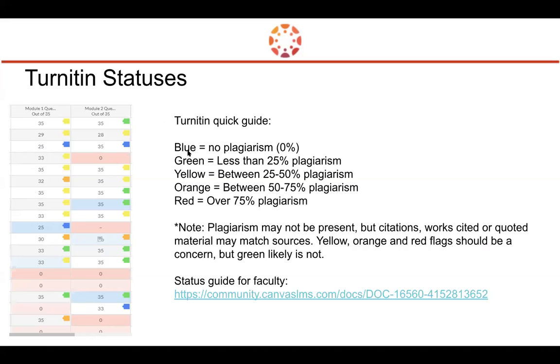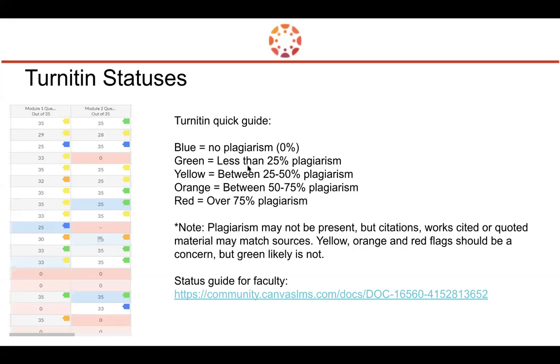Blue means that Turnitin detected zero items that it thinks might be plagiarized. And this sounds great, but on the other hand, if this is an assignment of any length with a works cited of any length, it might be almost as concerning that there is absolutely no evidence of plagiarism as that there is a significant amount. But blue does mean zero.